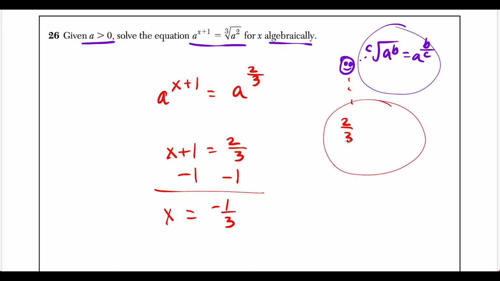Otherwise, the math I'm doing in my head is I'm calling this 3 over 3. When I subtract 2 minus 3 is negative 1. Keep the denominator the same. This is giving us our value of x.